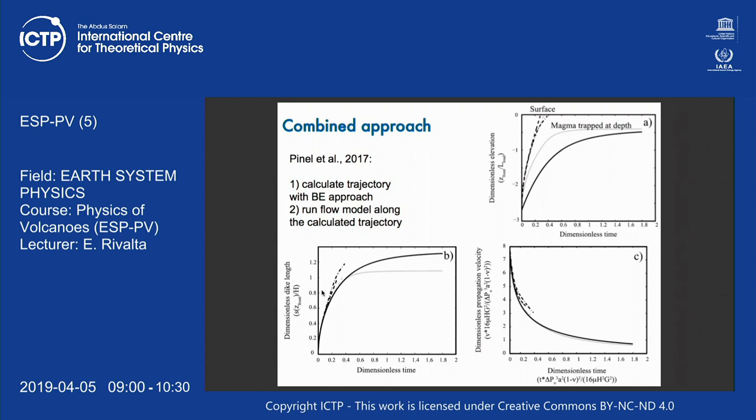And basically what she found is that on the x-axis you always have dimensionless time, which is time times this entire equation here. And on the y-axis you have dimensionless elevation, so how far to the surface the dikes arrive, dimensionless dike length, and dimensionless propagation velocity. So basically propagation velocity doesn't even change so much along the various trajectories, a little bit.